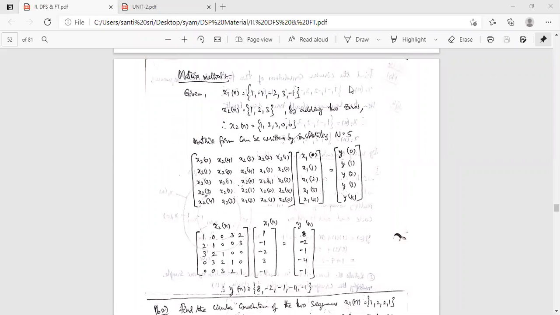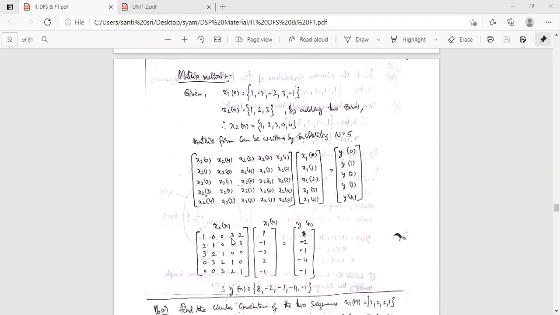See here, this is given as 1 2 3 0 0, 1 2 3 0. This 0 will be written here. Then 1 2 3 0. This 0 will be written here. Okay, 0 0 1 2 3. 3 will be written here. 0 0 1 2. 2 will be written here. 3 0 0 0 1.